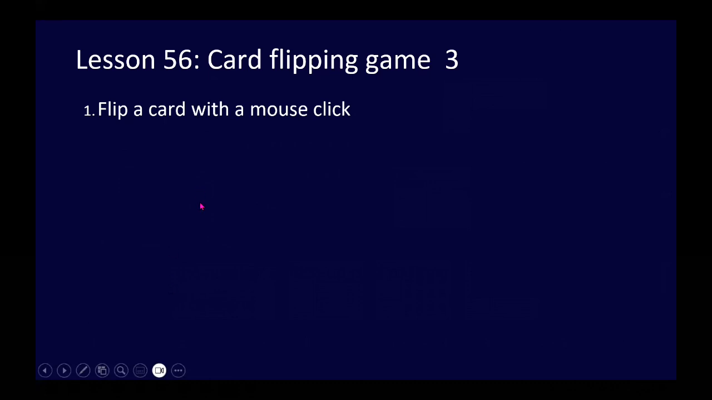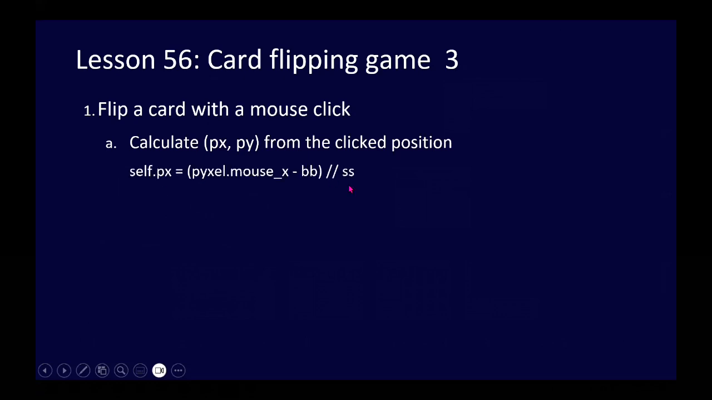So today, instead of flipping the card by arrow keys, we try to flip a card with a mouse click. Do you think you can do it? I think you can do it. You remember how to check the mouse click and also the position of the mouse click? If you think you can try, you stop the video and try it yourself. Okay, calculate the position from the clicked position. And the new thing is that we will use this kind of thing.